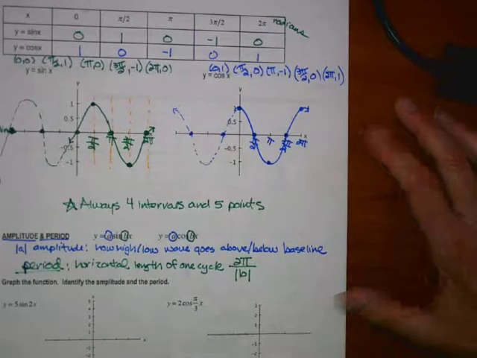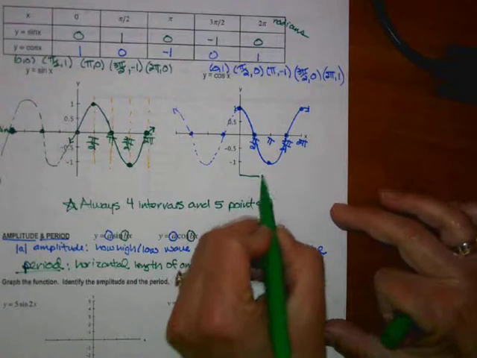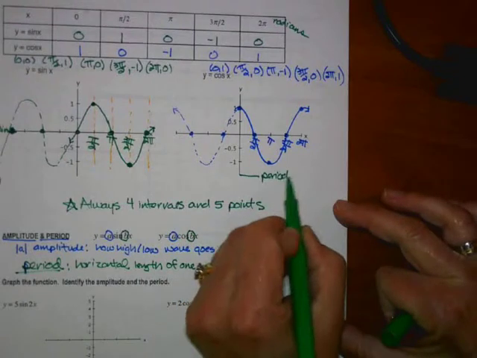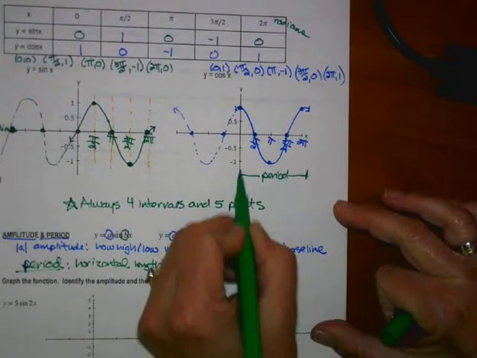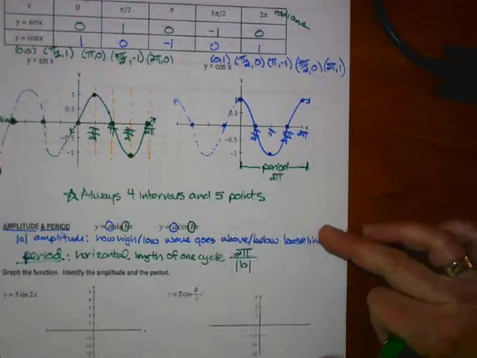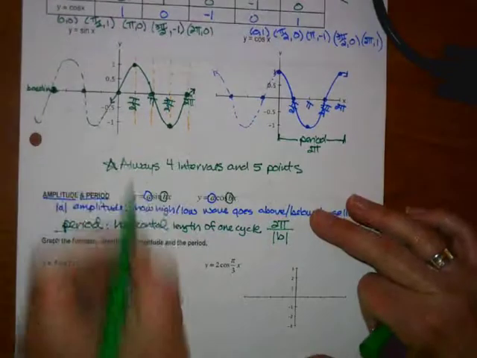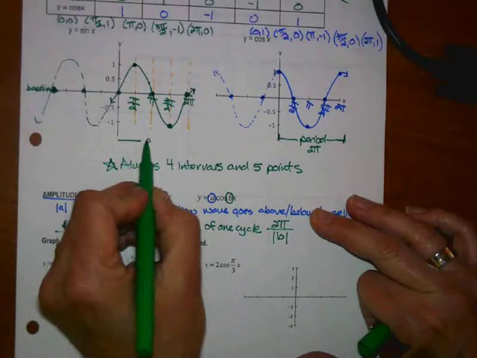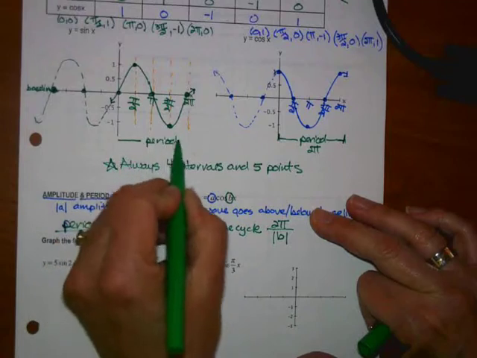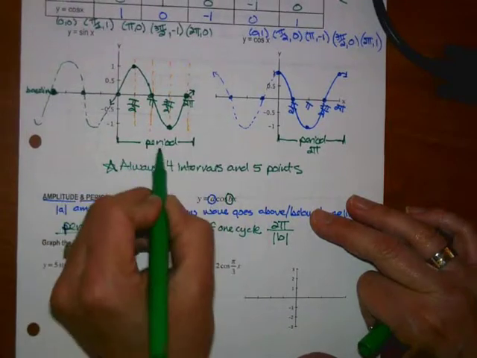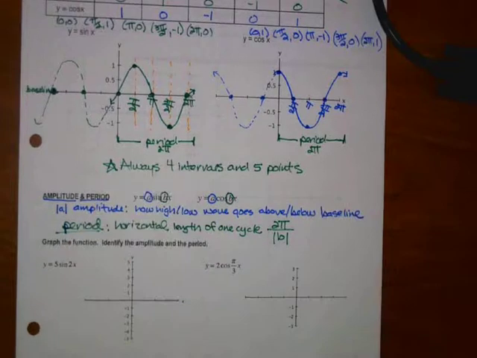Okay, so let's mark that on here. From here to here is the period. That's 2 pi. Same with this. From here to here is the period, and that's 2 pi. How do you feel about that so far?